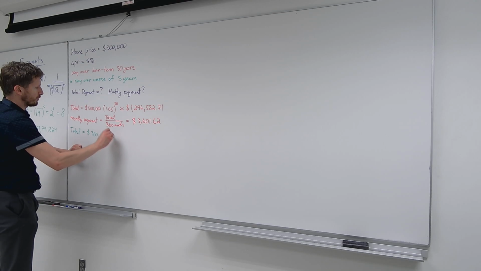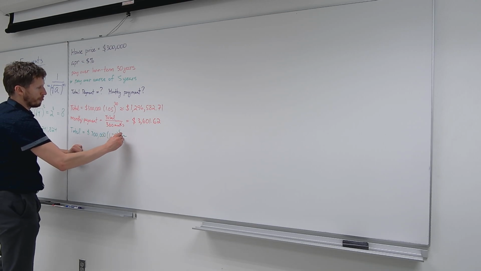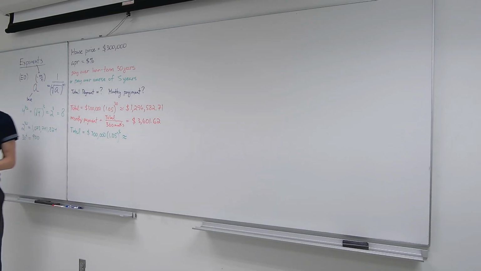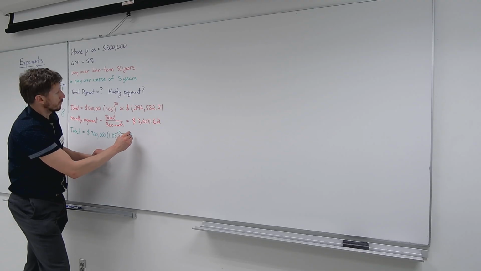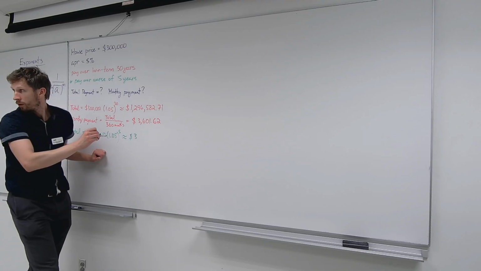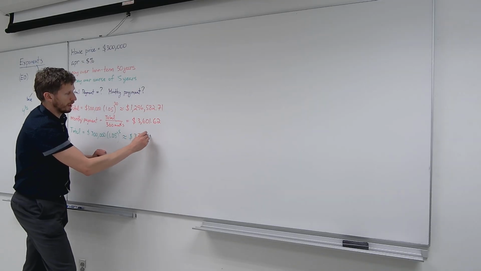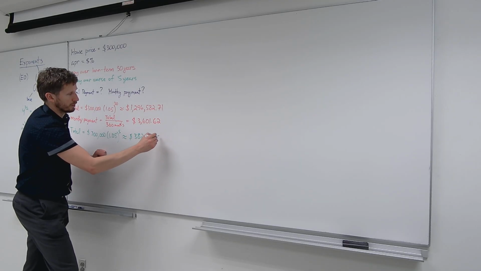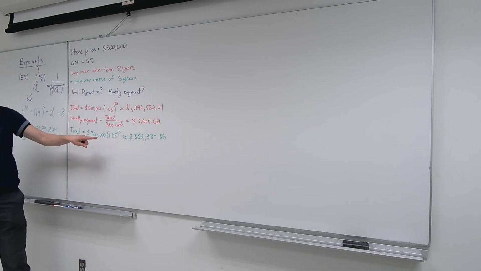So 1.05 to what power, everyone? 5 years, to the 5th power. What is that about? So 384, 82,000, 884. And how many cents? 36. Y'all see that? Would you rather do that?